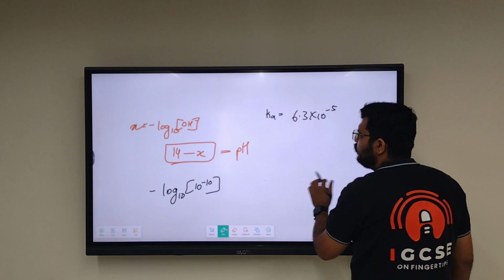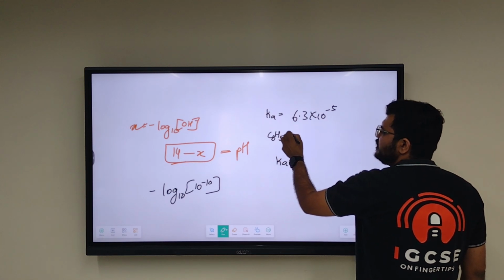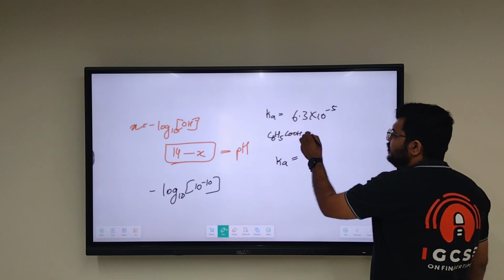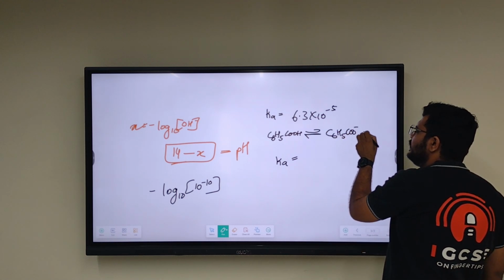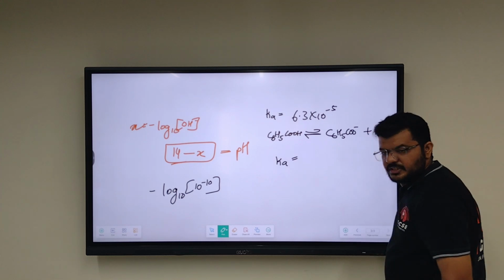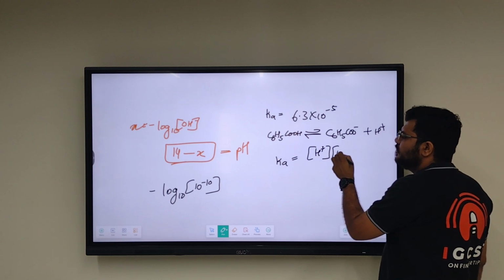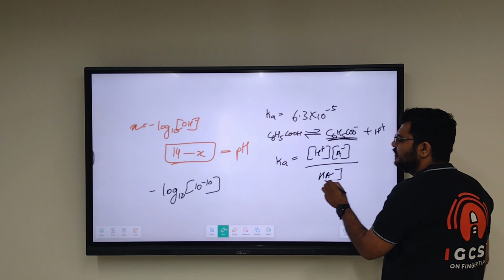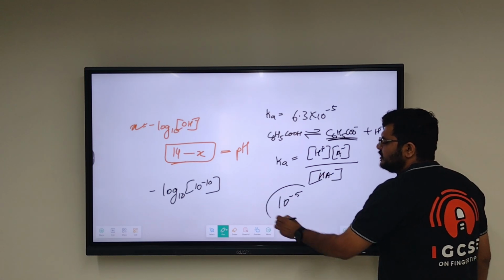And if you don't know what Ka is, let's say benzoic acid is C6H5COOH, right? If this dissociates, it should form C6H5COO minus and H plus. Here, what will happen? Ka is equal to H plus into A minus, this is the anion, upon HA. The value of this thing is 10 to the power minus 5.